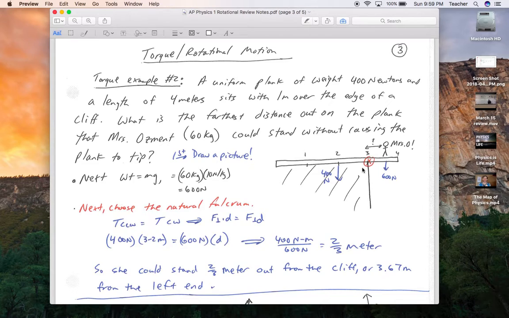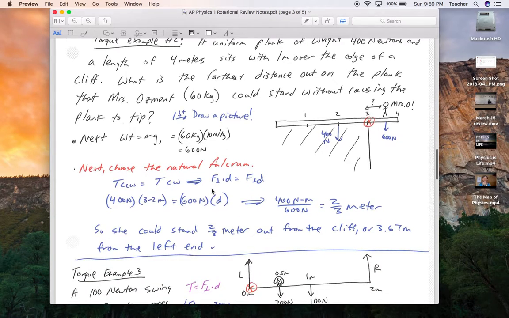Now, if Mrs. Osment wasn't there, this wouldn't tip because the center of mass is over a support base. However, as she walks further and further out, the center of mass of the person-plank system moves further and further out also. And when the clockwise torque equals or becomes greater than the counterclockwise torque, she's going to flip over. So I figured out her weight is 600 newtons. And then I chose a natural fulcrum, which I showed you with x.